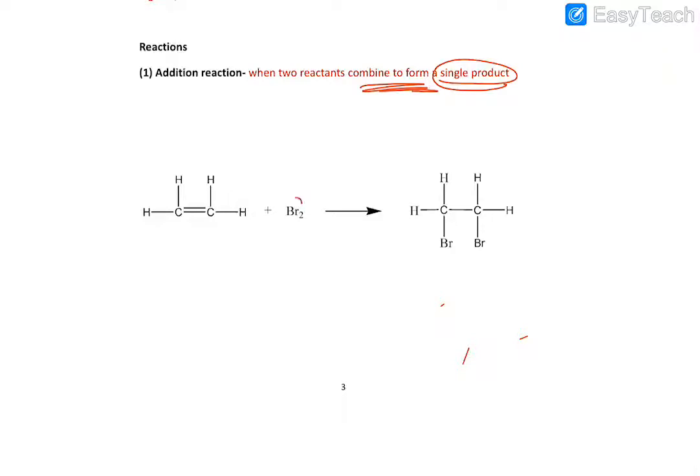So here you have the Br2, so the bond opens and you have one Br on this carbon and the other Br on the other carbon. So you can see these two carbons over here, so the bromine just adds. So this is an example of an addition reaction.